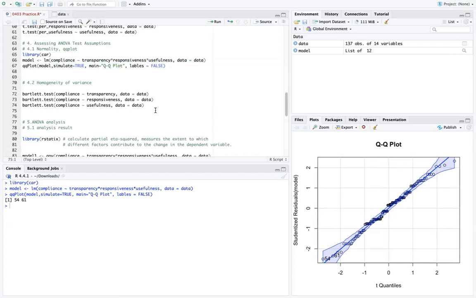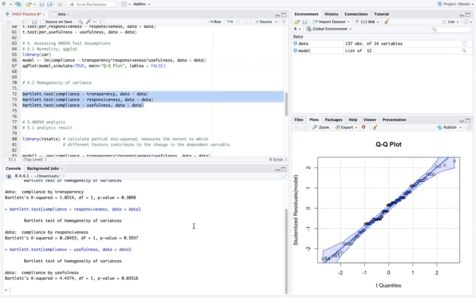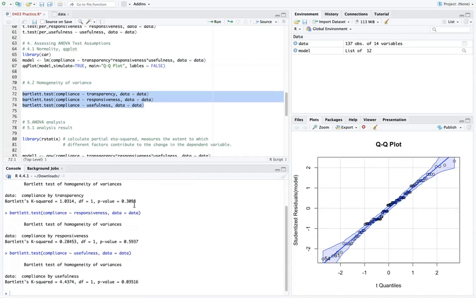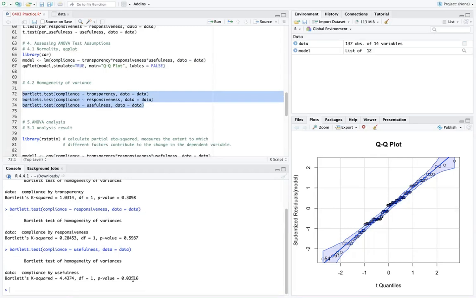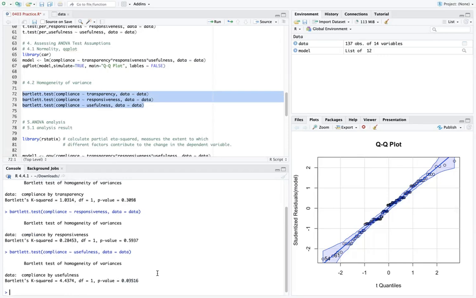And the second one is the homogeneity of variance. We use the Bartlett test. The first argument is the dependent variable, and the second one is the independent variable. So we test this, and we can see here the p-value is larger than 0.1, which means there are no significant differences among the variances for these independent variables. But for the third one, the usefulness, it's lower than 0.05, but it's okay, as it's acceptable since the other two variables pass the homogeneity of variance.